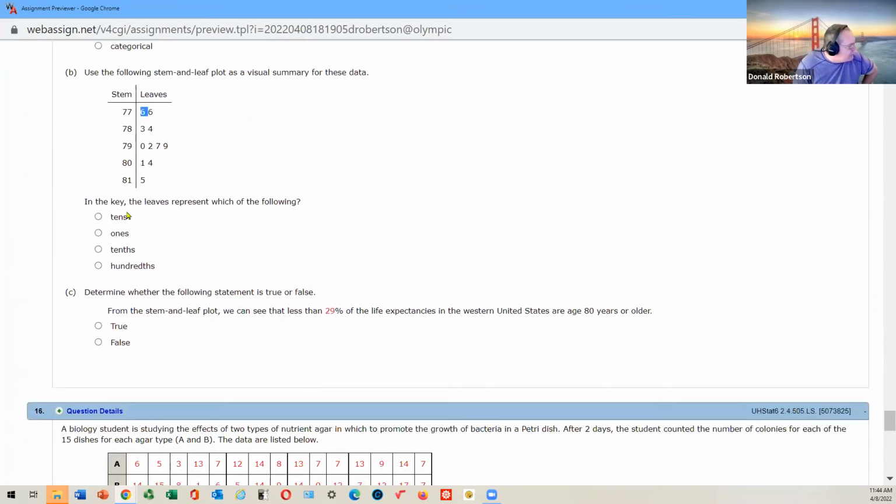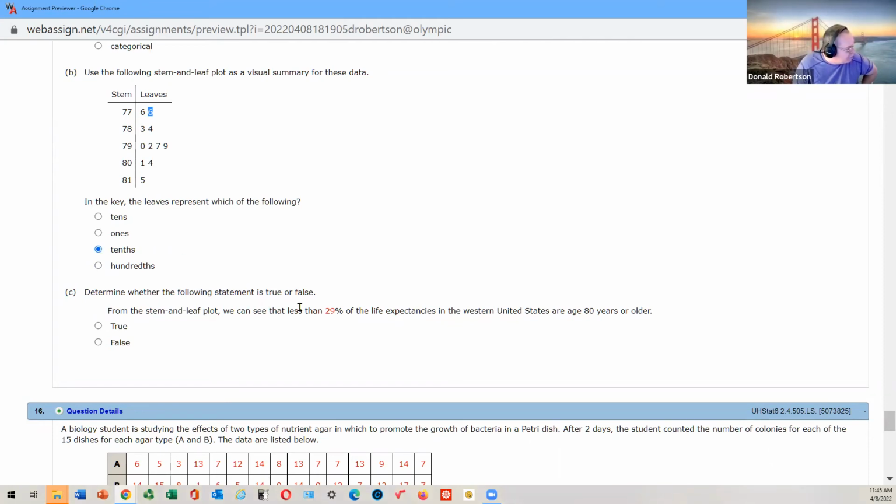And so, is the key that the leaves represent which of the following? So the leaves is the 6, right? Or the 9. Is that tens, ones? Does it represent tenths or does it represent hundreds? What does that 6 represent? Tenths, right? So I better put the dot in the right place.